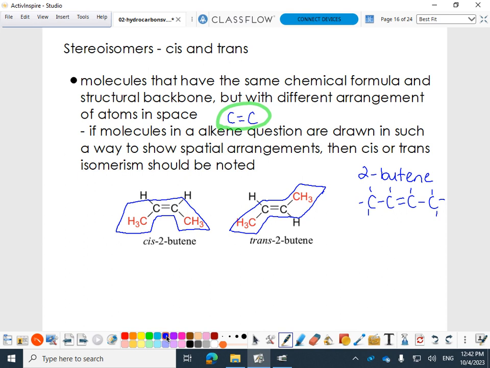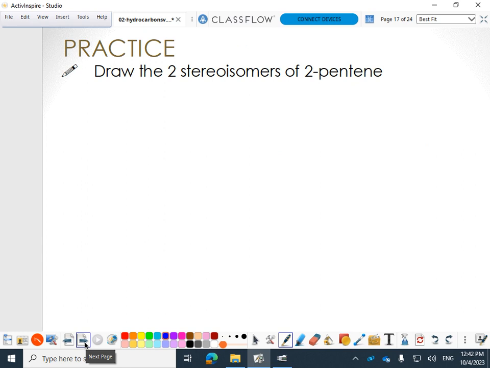Okay, so a question like this: draw the two stereoisomers of 2-pentene. You may find it helpful to draw 2-pentene first. Okay, so that's 5. So again, we are concerned about the cis part being for carbons around the double bond. The hydrogens are considered to be filler. So what I like to do is draw the double bond first. So I'll do cis first.